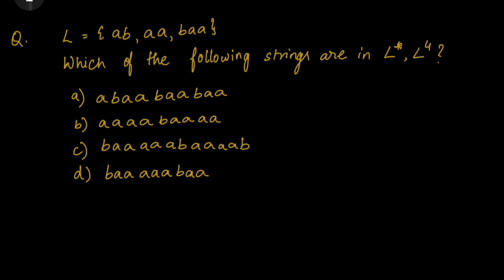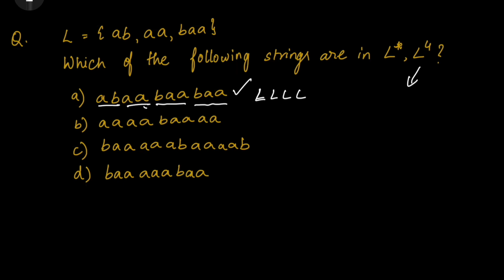L is a language if it has AB, AA and BAA as its elements. Which of the following strings are in L star and in L4? L4 means there should be 4 words from this set. So here the words are AB, AA, BAA. Let's look at the first one. We have AB and then we have AA, we have a BAA and another BAA. So this is L, L, L, L. So there are 4 words from this which are being used.